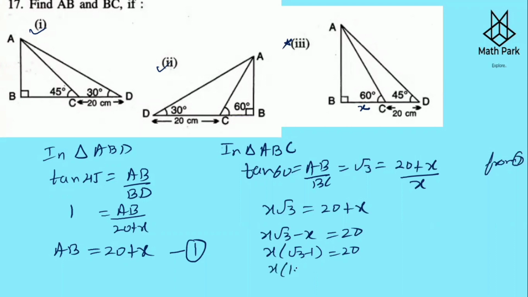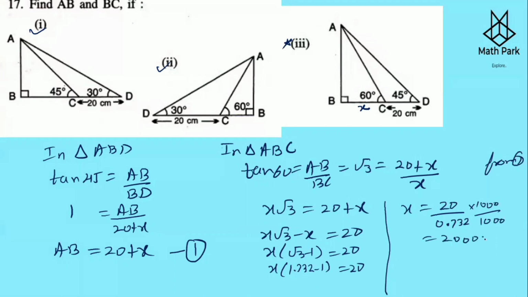So we get x(1.732 - 1) = 20. Let us do it here. So x = 20 divided by (1.732 - 1), and 1.732 minus 1 is 0.732. Multiplying by 1000 to remove the decimal, we get 20,000 divided by 732. Simplify this, keep on dividing by 2, and you finally reach 27.32 centimeter as your x, which is BC. So you got BC as 27.32 centimeter.